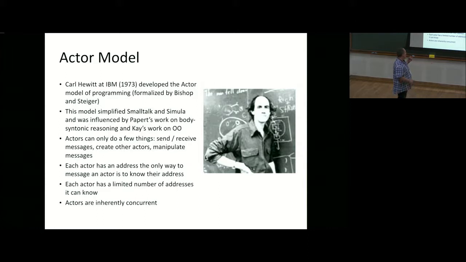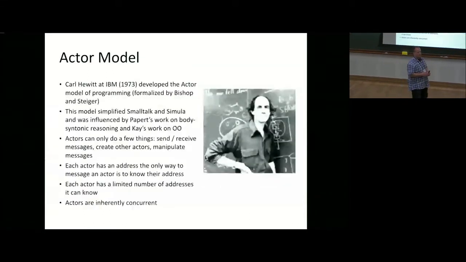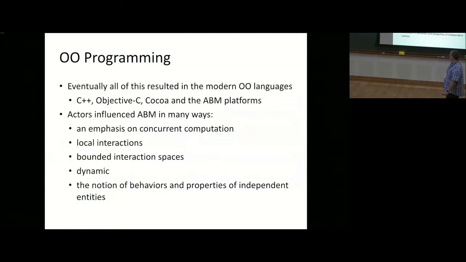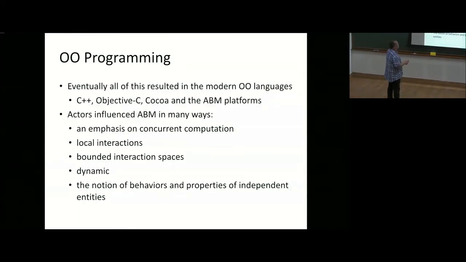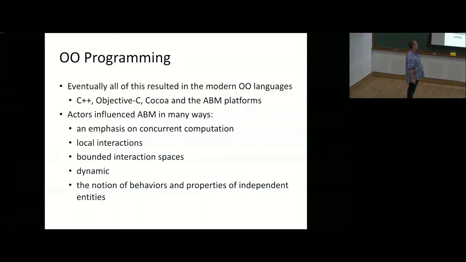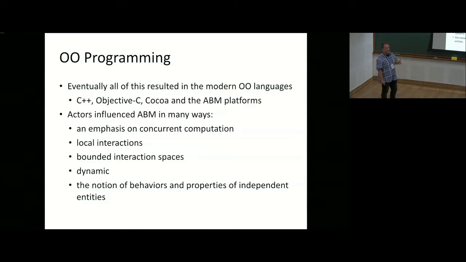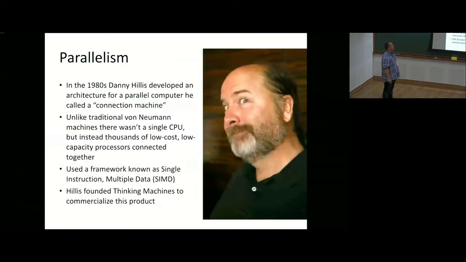Kind of cool. Moreover, actors were concurrent. So eventually, he wanted to actually use actors in things like telecom networks to build the logic behind a telecommunications network, right? And so as a result, these actors would be acting at the same time on different processors in different places, right? Eventually, all of this results in the modern OO languages, C++, Objective-C, Cocoa, and the ABM platforms to a large extent. Actors influence ABM in many ways: an emphasis on concurrent computation, local interactions, bounded interaction spaces, they're dynamic, and the notion of behaviors and properties of independent actors.